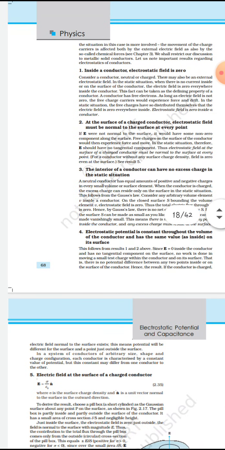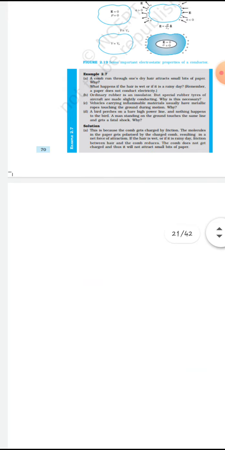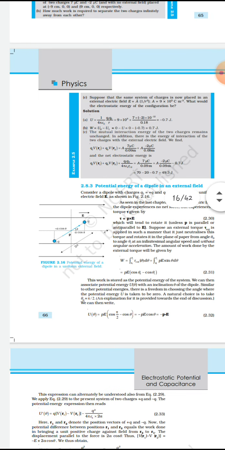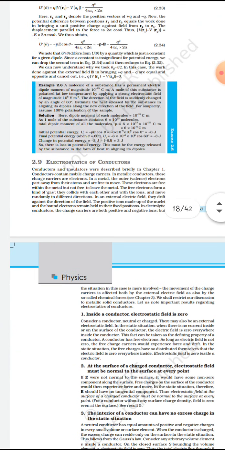So next, we have some questions to solve. Next is electrostatics of conductors. How is electrostatics in a conductor?